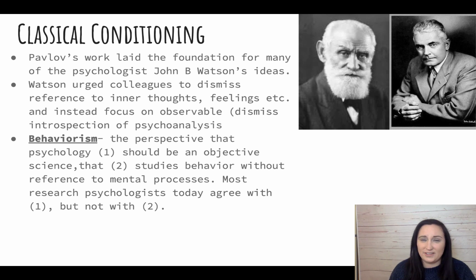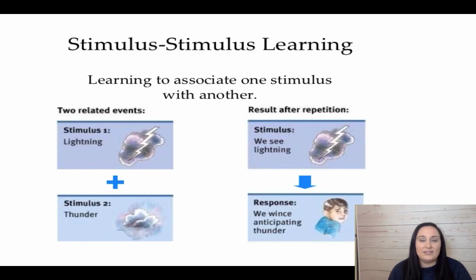He said that's not very scientific, it's not observable behavior, and behaviorism, that perspective, is all about observable learned behaviors. So that's really where. Okay, so classical conditioning, here is a little example. Again, remember, learning to associate, associative learning. We're associating one stimulus with another.